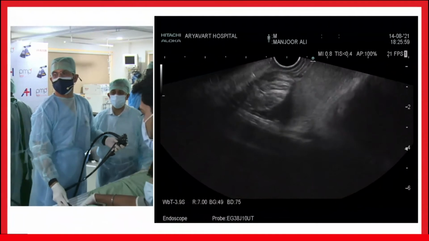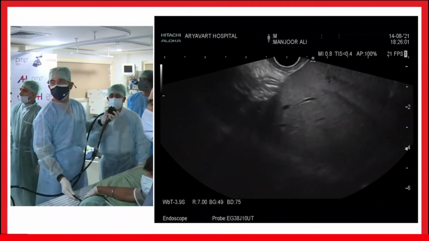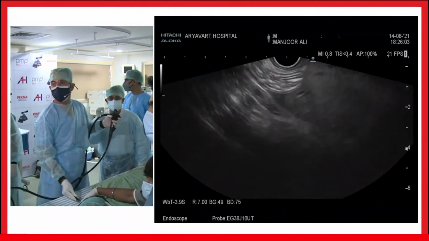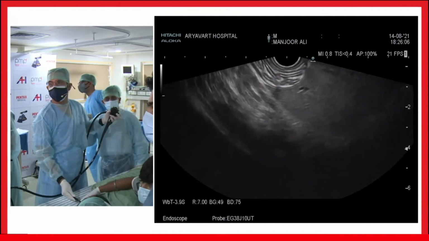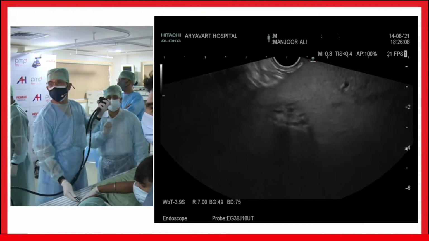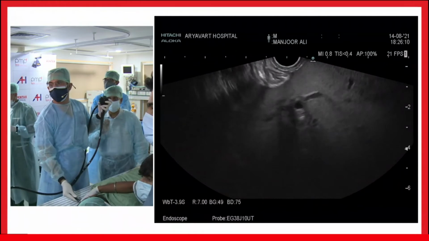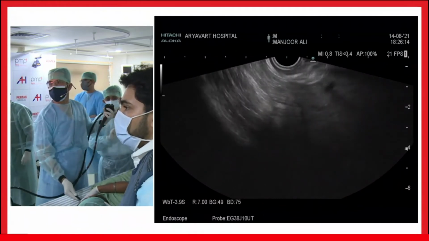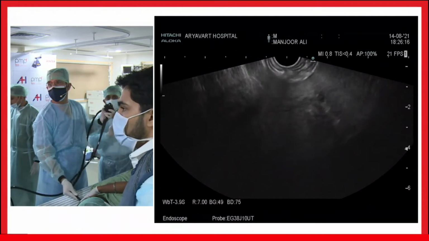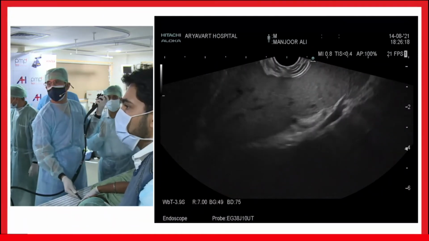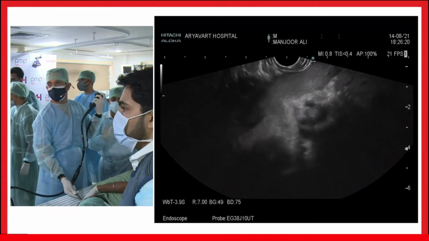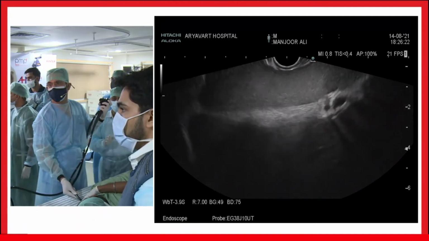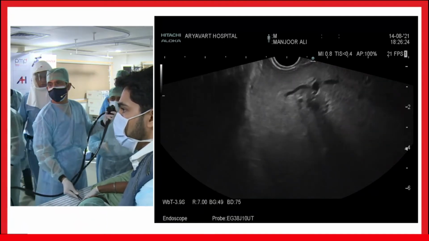Second, how many collections are there? The best for transmural drainage is a single collection. Multiple collections are not usually the optimal patient to be taken up for transmural drainage. If the collection is extending into the lumbar areas, the right or the left lumbar areas, that is probably not a very good patient to be taken up for endoscopic drainage.